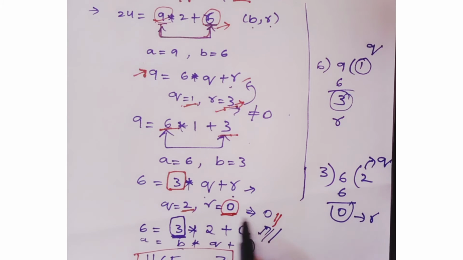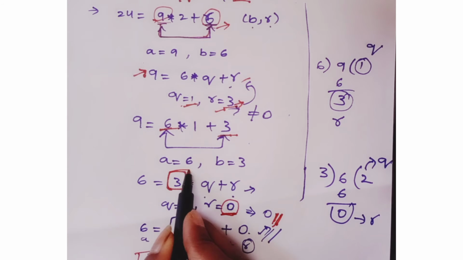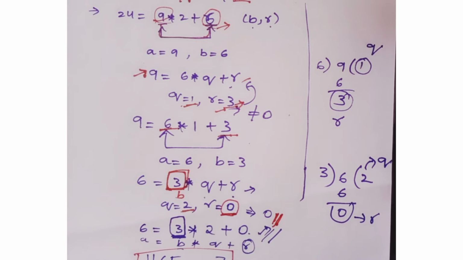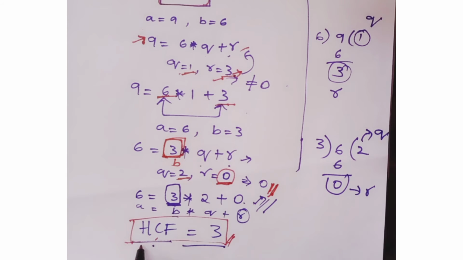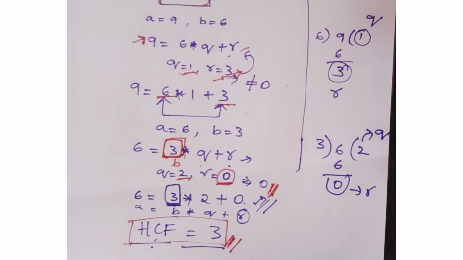Here r is 0. So we need to stop the process here and decide what the HCF is. HCF is nothing but whatever is present in the place of b. So here the final answer is HCF is 3. This is the final answer.